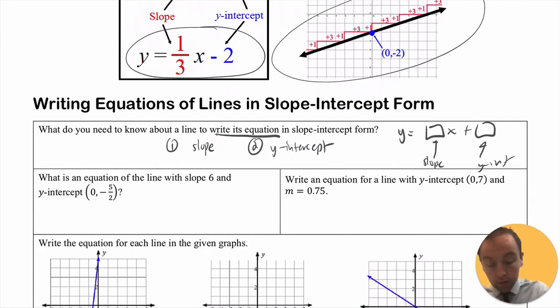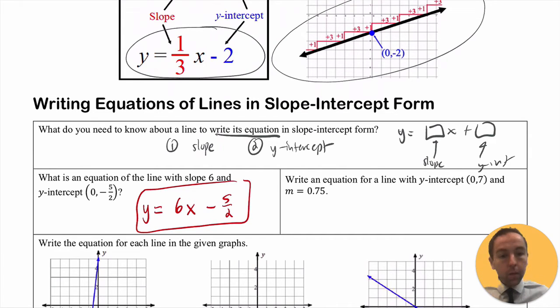So just a very simple example right here: what is an equation of a line that has a slope of 6 and a y-intercept at (0, -5/2)? With that, you can simply write it in mx plus b form. Since the slope is 6, that's going to be the coefficient of x, and then since it's crossing through -5/2 as the y-intercept, by subtracting 5/2, that's going to give you the equation there.